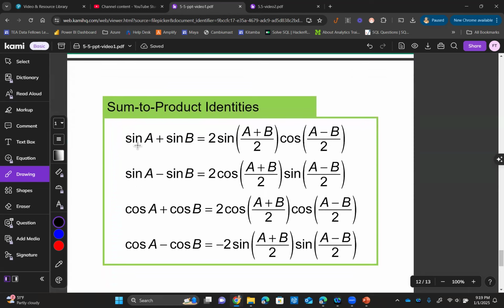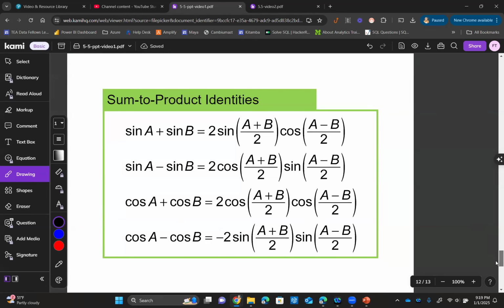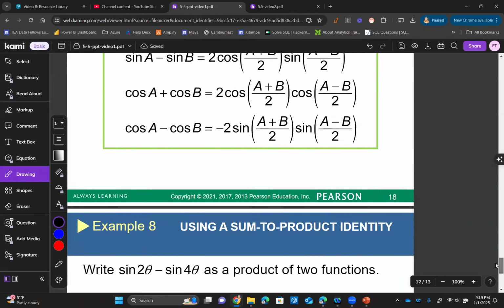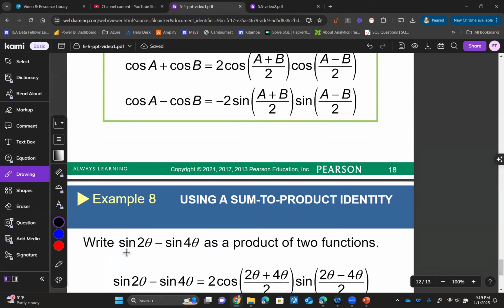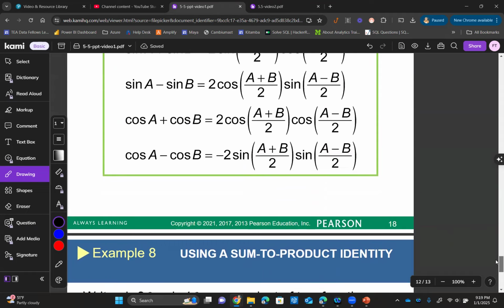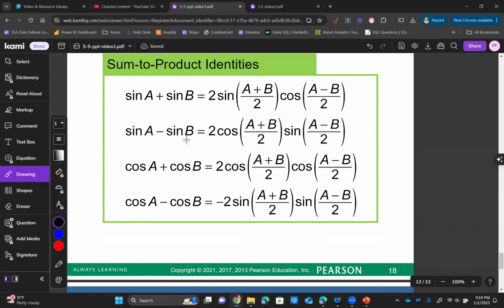And whenever you have questions that look like sine A plus sine B, you can use the equivalent expression as 2 times sine of A plus B over 2 times cosine of A minus B over 2. And you can take time to understand the other formulas whenever a question comes. For example, this example on the slide, sine 2 theta minus sine 4 theta. So it looks like the second formula here.